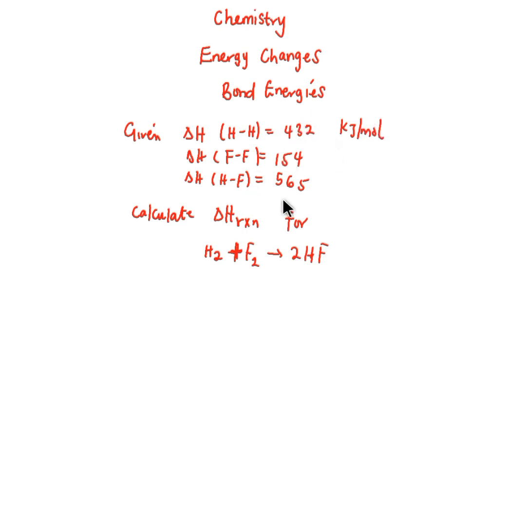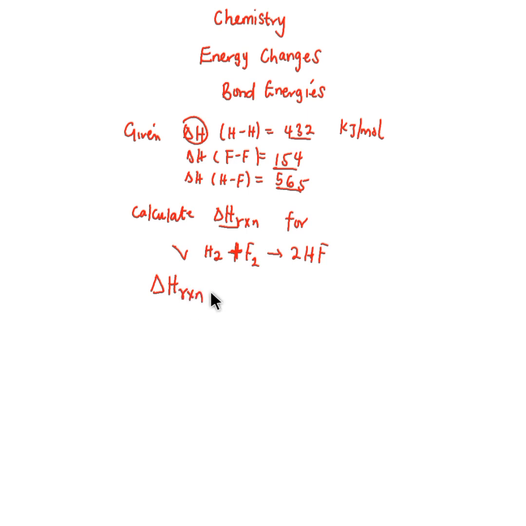So given all this, we are supposed to calculate the enthalpy change of the reaction, this reaction right here. I just wrote delta H here, but these values are the bond energies, okay? So now if you want to do that, the first thing you need to know is that the bond energy can be used to calculate the enthalpy change of the reaction.